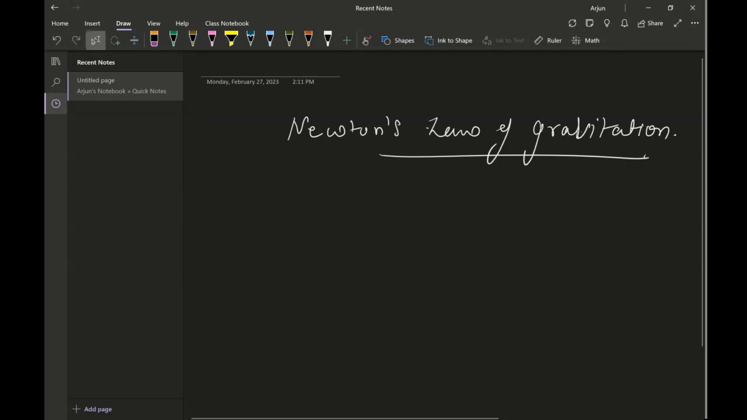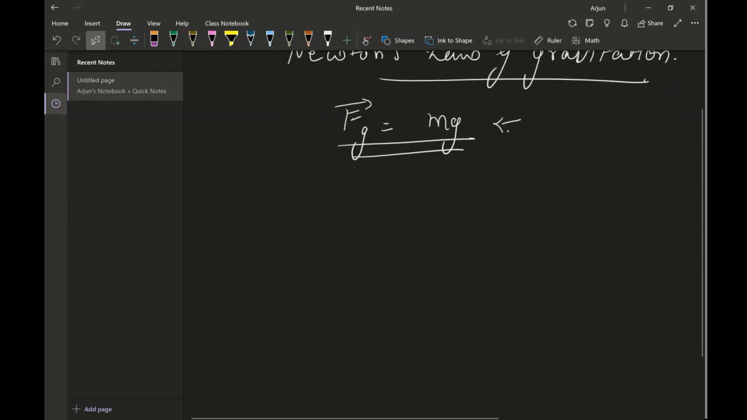Okay, so you might have heard about this term Fg equal to mg. In today's class, we'll basically talk about where this term came from. So Newton said that anything which has a mass will try to attract other things. So if this body, let's say M1, has a certain mass, it will try to attract the bodies around it.